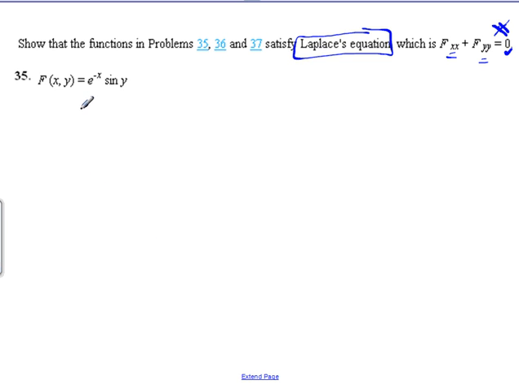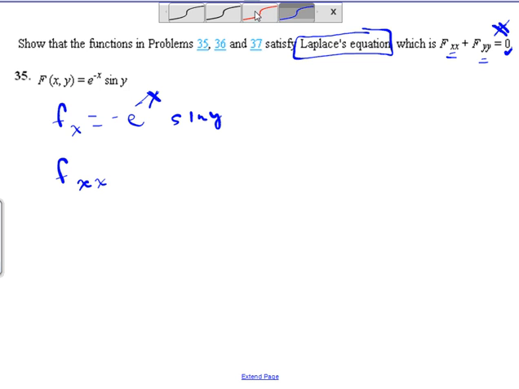So if we take our partial with respect to x, we get negative e to the negative x sine y. And if we do that again, because e to the x doesn't really change except for that negative, it's going to be positive again. So e to the negative x times sine of y.